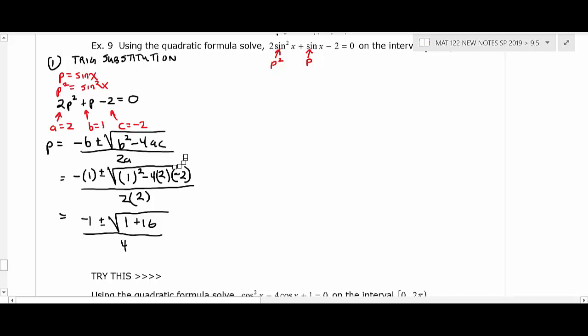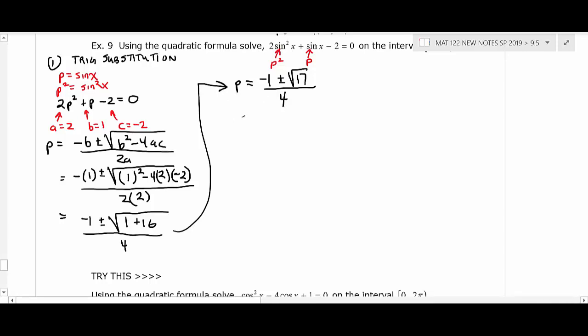Now we're going to take this one more step, and then go to our calculator to complete this problem. What we ultimately get is the value of P is -1 plus or minus the square root of 17, all over 4. That's the first thing you have to do, the trig substitution and then the quadratic formula. But that's not the answer to this problem. A lot of times students think that's the answer. No, you're not done yet. You still have quite a bit to do.